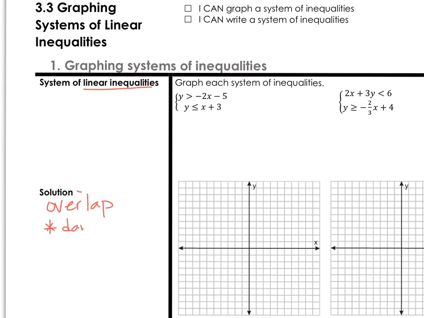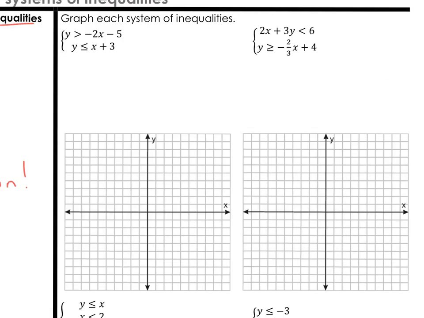Make sure to darken that in clearly to show that that's where the two solutions or three solutions in the system overlap. Let's take a look at some examples on the right. The first system, y is greater than negative 2x minus 5, and y is less than or equal to x plus 3. We want to find on our coordinate system where those two inequalities overlap.